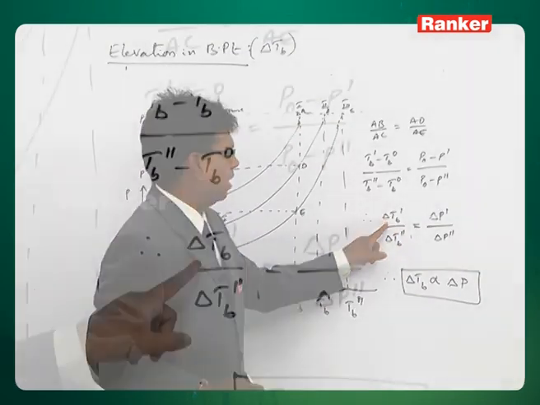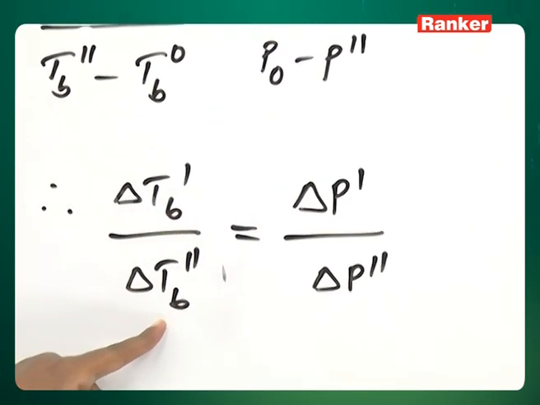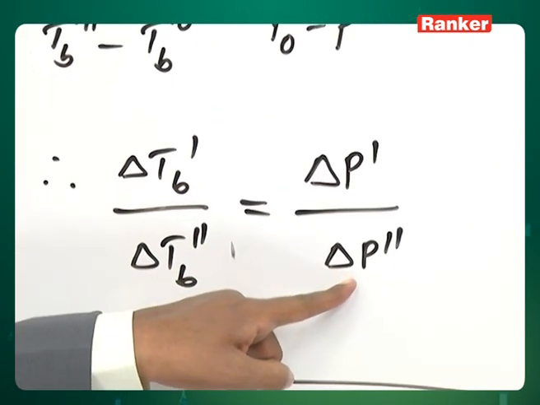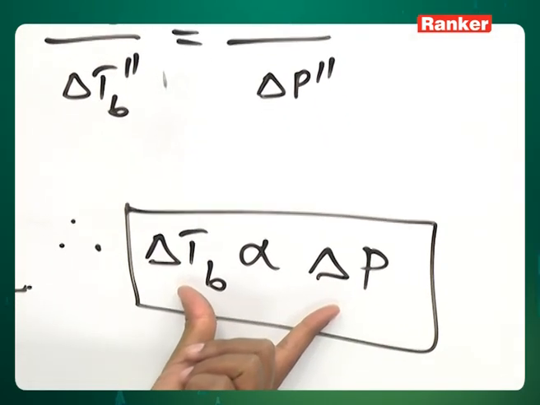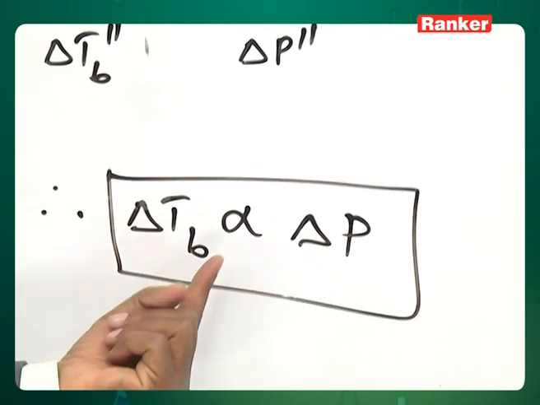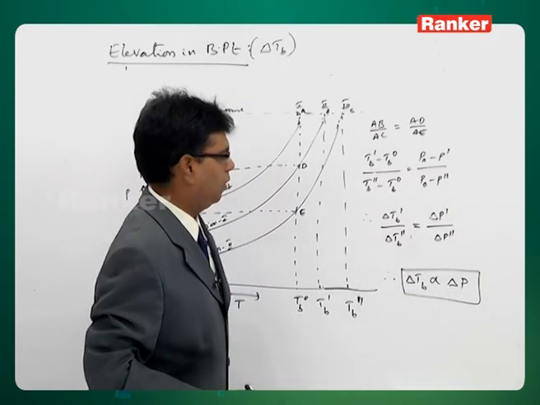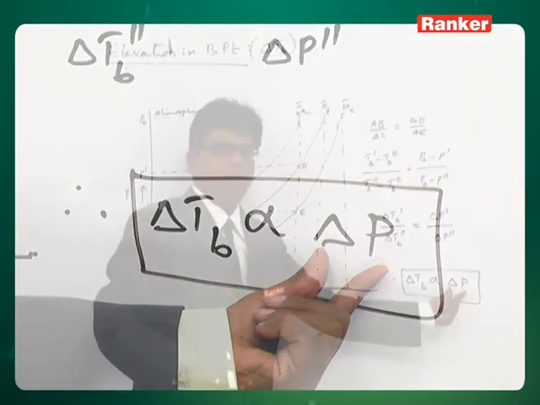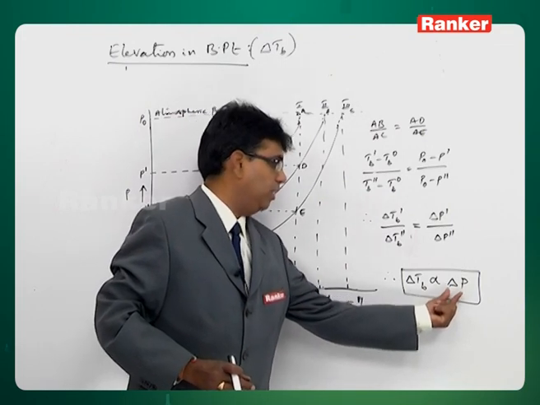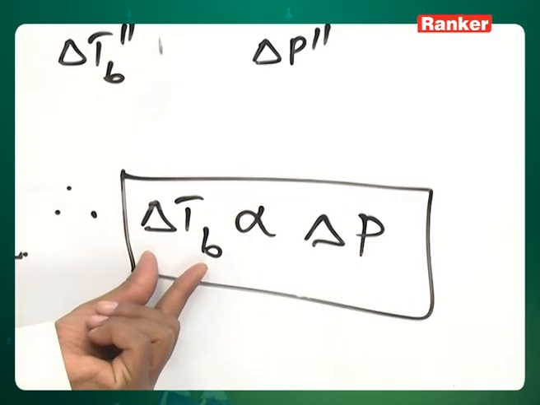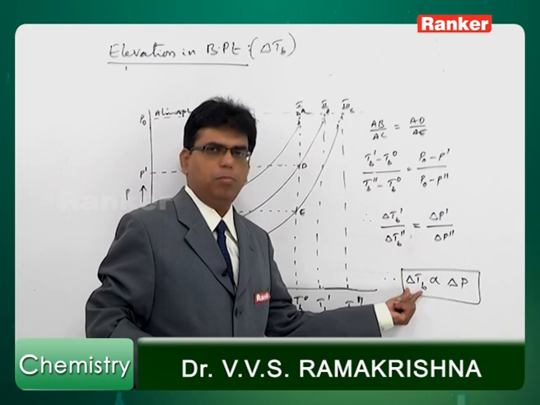So that means delta TB dash is directly proportional to delta P dash, delta TB double dash is directly proportional to delta P double dash. So in general, we can say that the elevation in boiling point is directly proportional to the change in vapor pressure. In case of a solution containing non-volatile solute, the vapor pressure increases. So increase in vapor pressure increases boiling point. This is what we say elevation in boiling point.